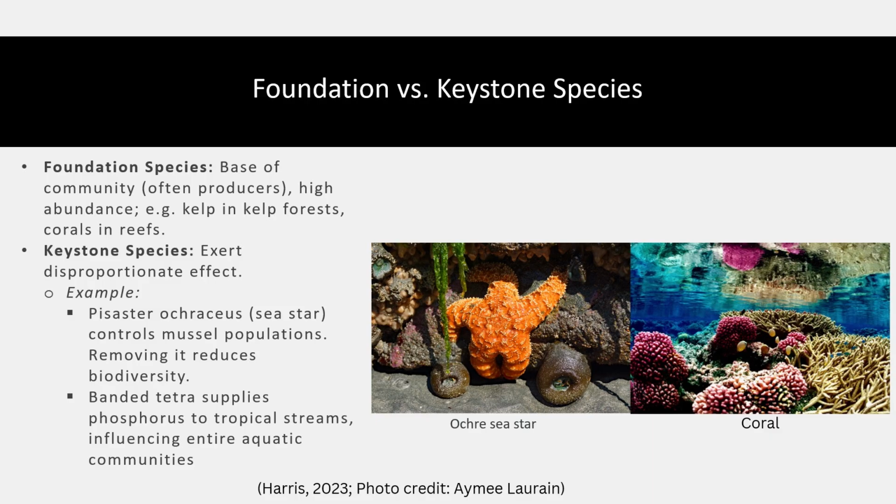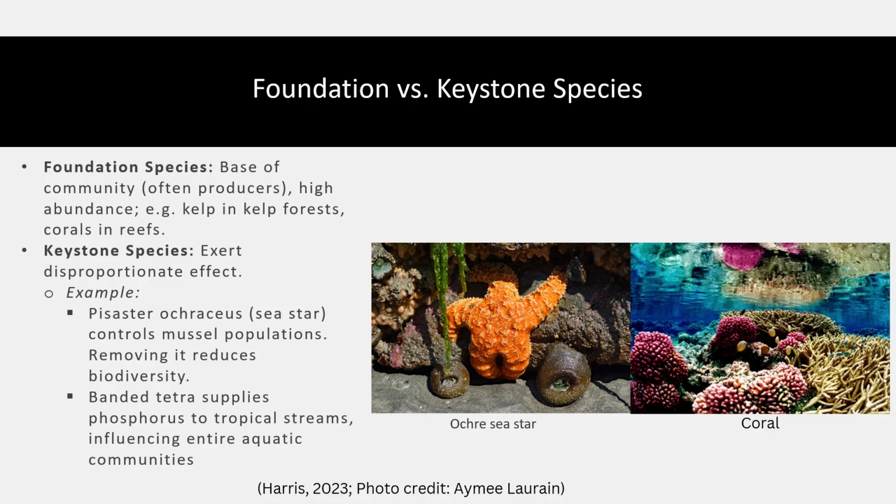We also have keystone species. These have an outsized impact in relationship to their abundance. So what this means is that a single keystone species can impact a vast number of other species in that area. So removing them can often cause drastic shifts in the community and can even lead to a community collapse.